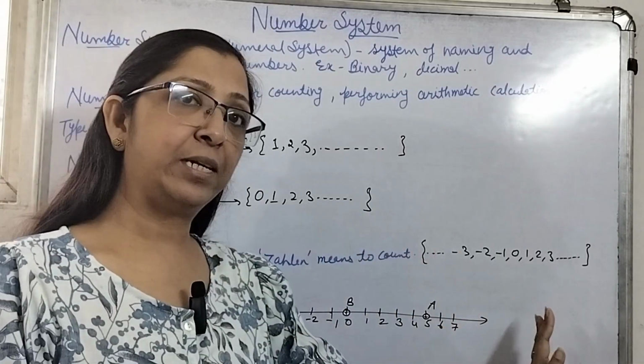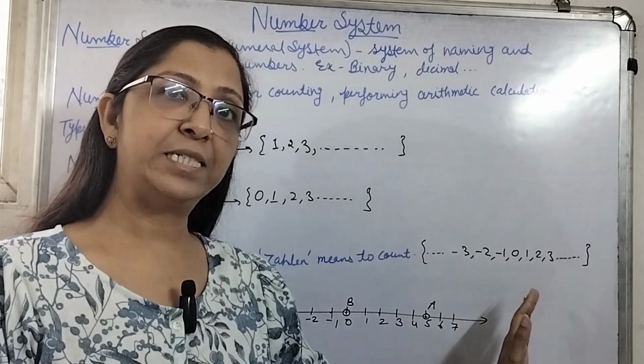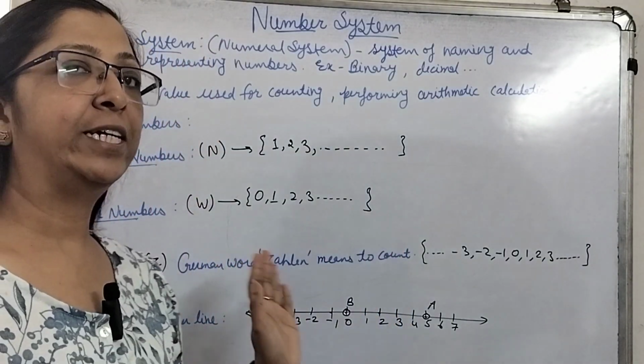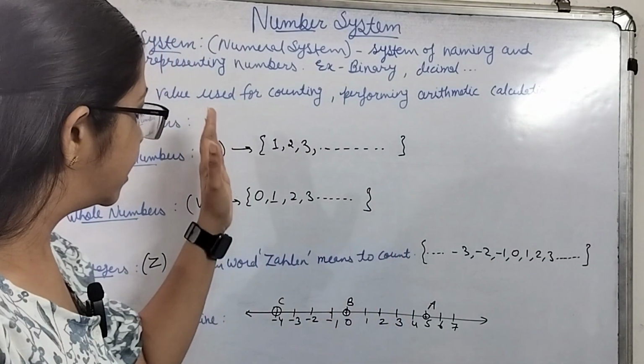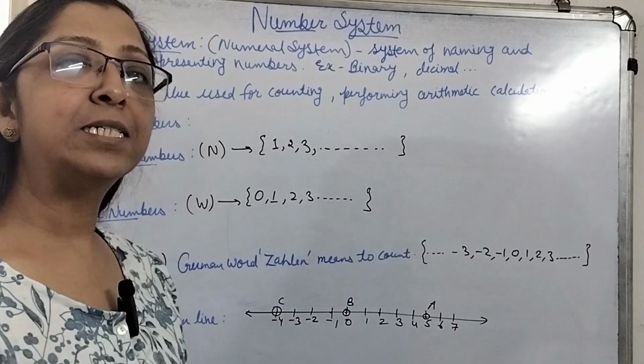Whenever we are going towards the right, the value of the number is increasing. Whenever we are going towards the left, its value is decreasing. This is how we can represent all these numbers.